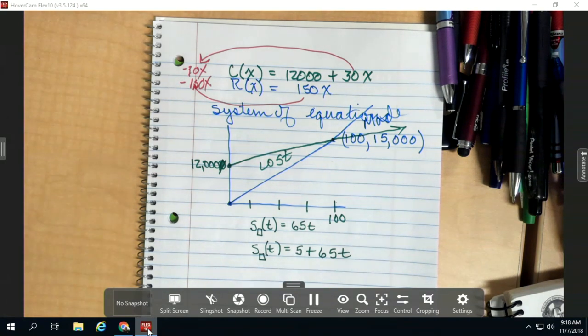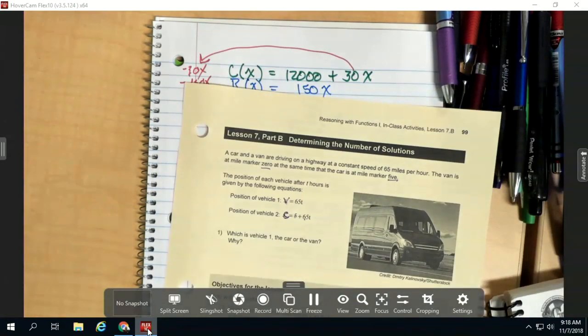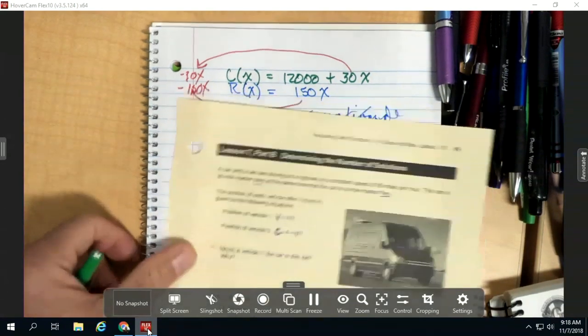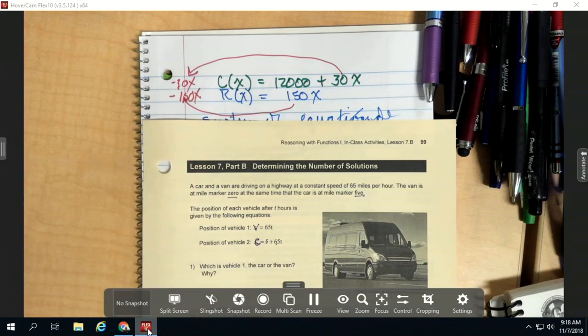The story says, a car and a van are driving on a highway at a constant speed of 65 miles per hour. The van is at mile marker 0. At the same time, the car is at mile marker 5. Question number 1. How do you know this is a linear situation? It's a word, a magic word. Very good.